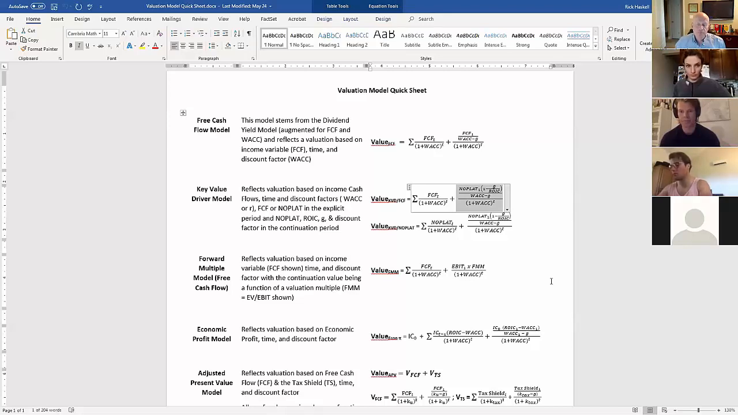Now, that said, if you read the McKinsey text, the valuation text that they have, McKinsey and Company is all over the KVD model. They didn't develop the model. This is not their invention, but it's the one that they prefer. And it's clear to me why they prefer it after reading their text. But it's only because they make a number of assumptions that are very sweeping and very theoretical.